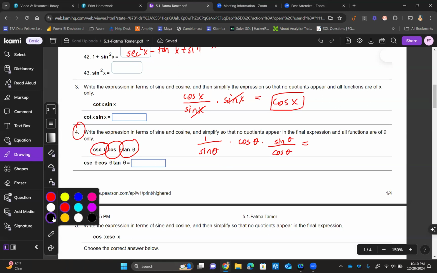Now we're going to see if we can simplify anything. The top cosine theta cancels the bottom cosine theta. The top sine theta cancels the bottom sine theta. That means everything cancels out. We're going to end up with a 1 for question 4.